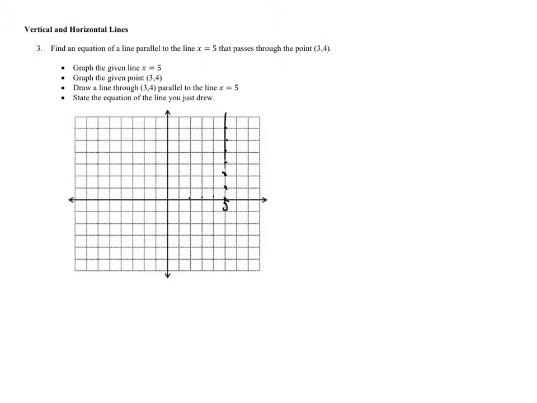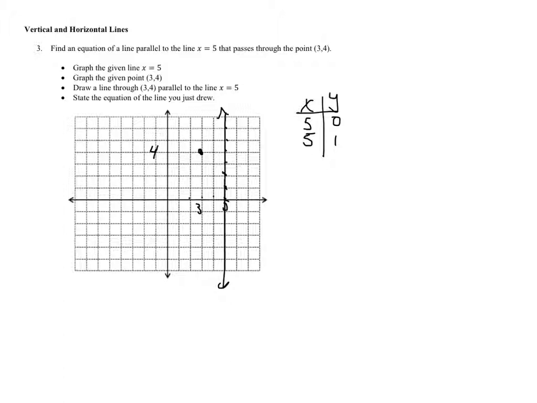And if you hate the way I just did this, you can actually just do it as a table where x is always 5 and y can be anything, and you can graph those points. Okay. Now we're going to graph the given point 3, 4. 1, 2, 3, and up 4. 1, 2, 3, 4. There it is, the point 3, 4 in all its glory.